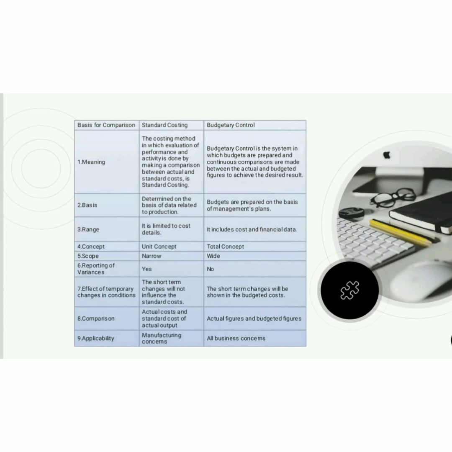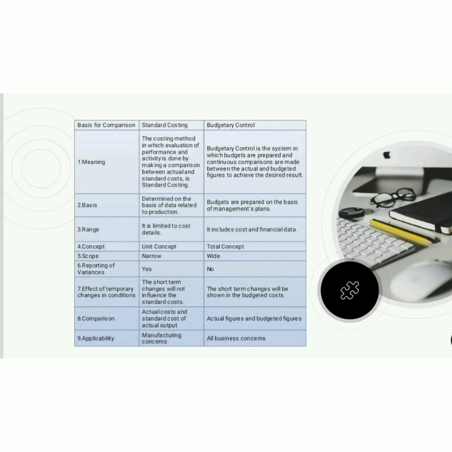Third one is range. Standard costing is limited to cost, while budgetary control includes cost and financial data. Fourth one is concept: unit concept versus total concept. Fifth one is scope: narrow versus wide. Sixth one is reporting of variance: yes versus no.